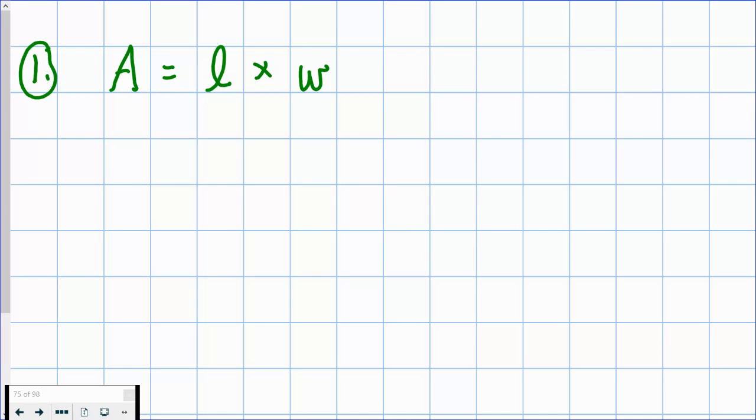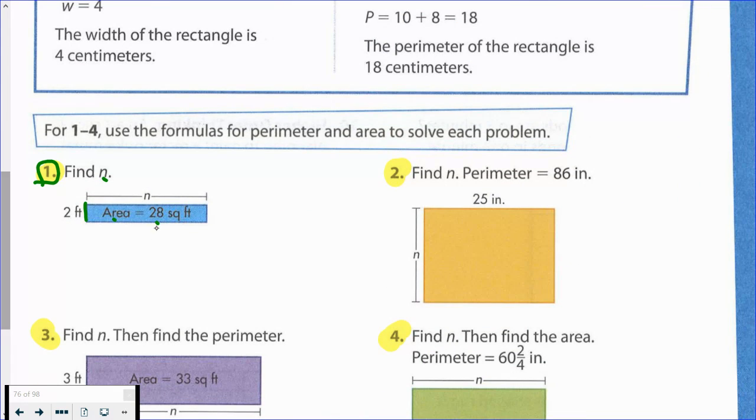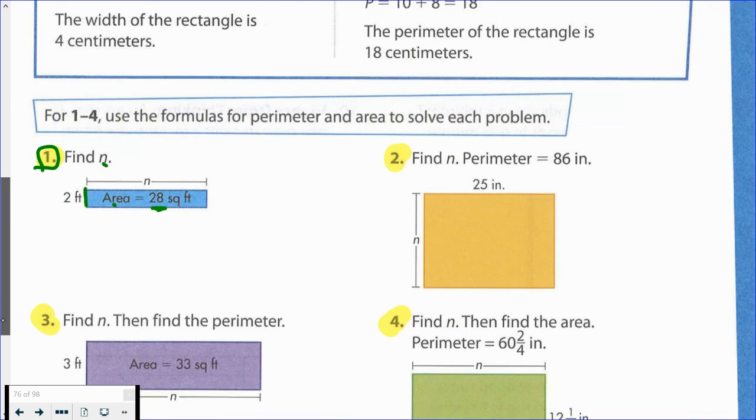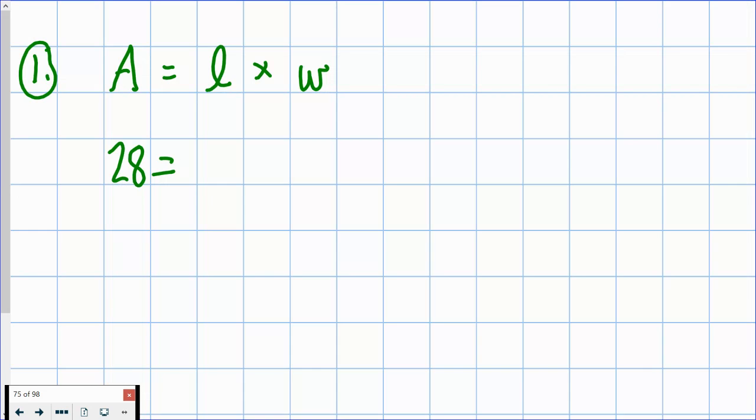Step 2, fill in the information that we know. Well, we know in problem number 1, the area. The area is 28 square feet. Okay, so for area, we know that it's 28. Fill that in. What else do we know? We also know the length of this side. We know it's 2 feet. So in our equation, we know the length is 2 feet. What we don't know is the width, but the math book isn't calling that the width. They're calling it letter N. So let me put that in there. Okay, so now we filled in the information that we have.